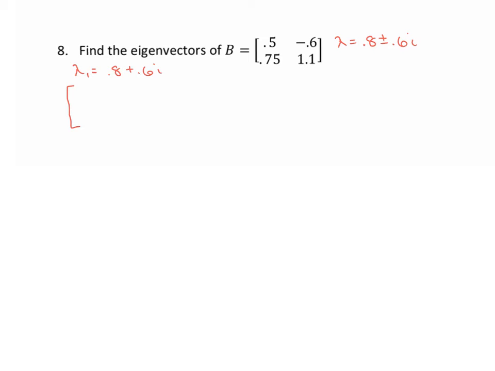For this first one, if I do 0.5 minus 0.8 plus 0.6i, I'm going to have negative 0.3 minus 0.6i, and then I'm going to have negative 0.6, 0. Here I'm going to have 0.75 still, and then this next one, 0.3 minus 0.6i, and then 0. Again, I'm just going to look at the second line because that's what I prefer. So if I have 0.75 x1 plus, and then this whole thing would be my coefficient for x2.